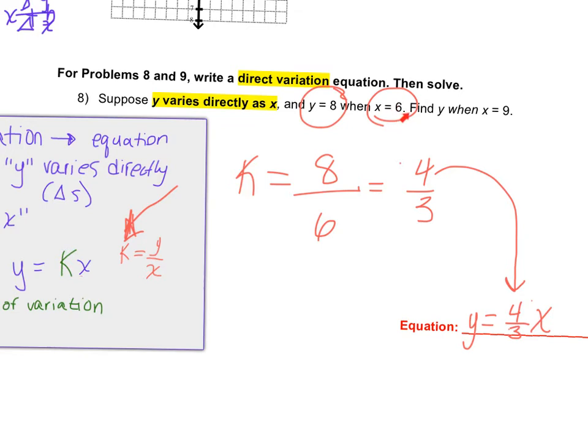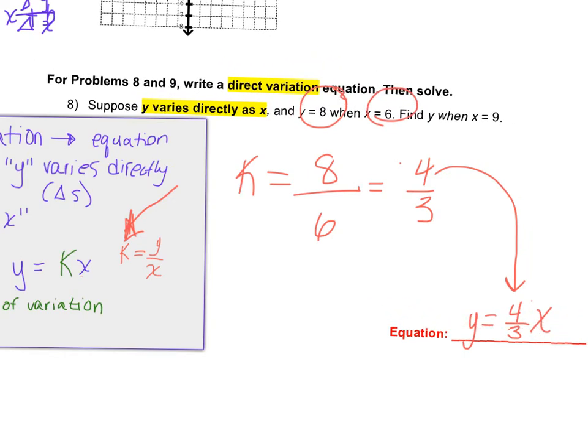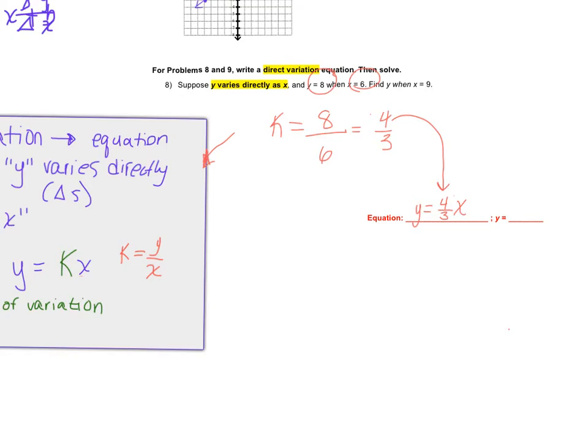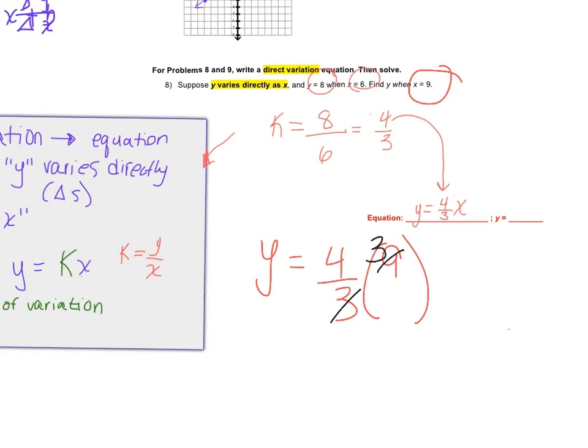Period, new sentence. Find y when x is 9. Well, I already know because I figured out that y is equal to 4/3 x. So if they want to know what y is equal to when x is 9, I'm going to go y is equal to 4/3 times x, which is 9. 3 goes into 9 3 times. 4 times 3 is 12. That means y is equal to 12 when x is equal to 9.